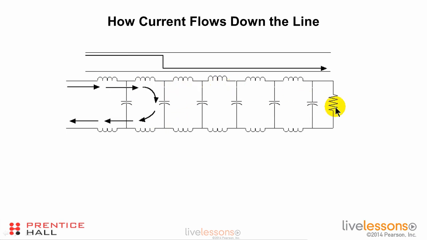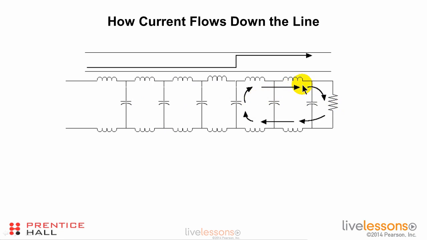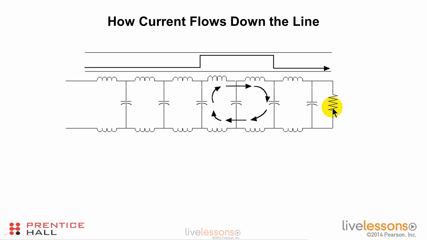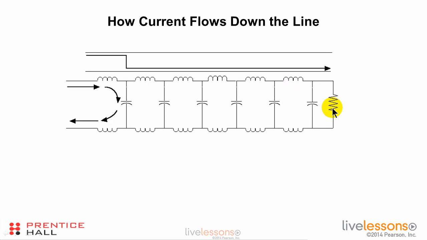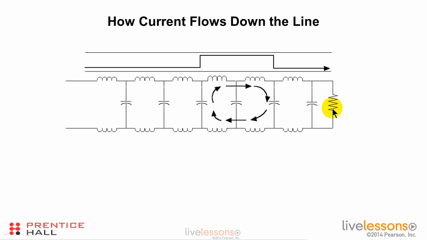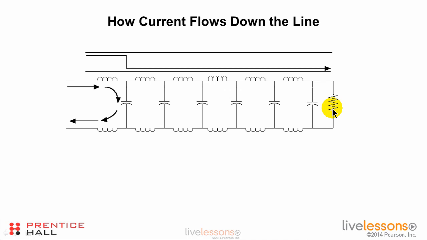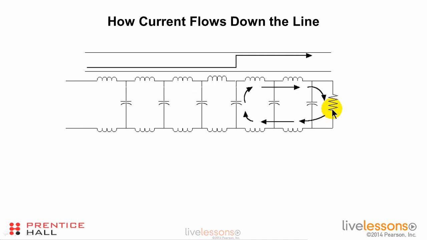If this line is properly terminated in a terminating resistor, all of the energy that is propagating down the line gets terminated in that terminating resistor and dissipated as heat. There is no energy left to go anywhere else. And specifically, there's no energy left to reflect back up the trace. That's kind of how the mathematics works in transmission line theory.